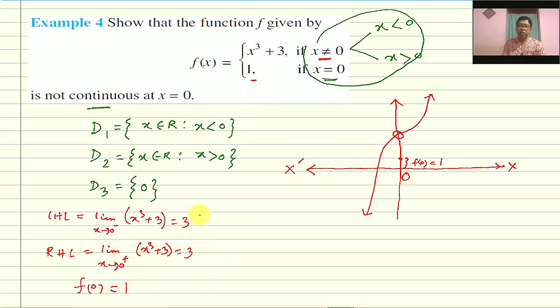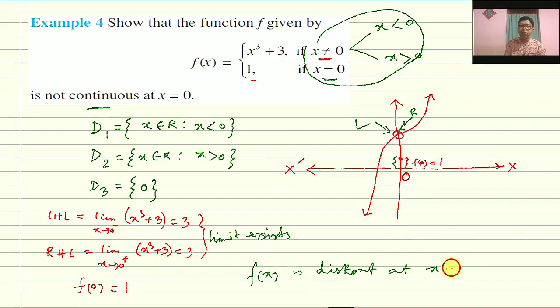The limit exists here because LHL and RHL both are equal. In the figure also, you observe that this part is your LHL, and there is your RHL. Both are equal, but this is your f of 0. Since LHL, RHL are equal, so the limit exists here. Limit exists, but none of them, that means LHL or RHL, is equal to f of 0. No one is equal to f of 0. For this, the function is discontinuous at x is equal to 0. Okay, next.